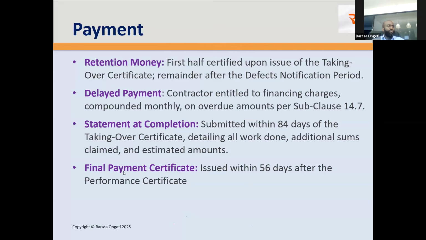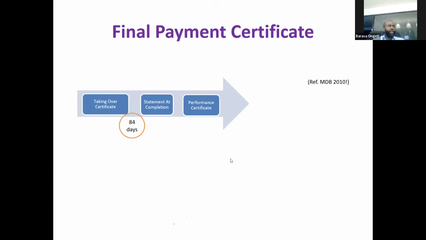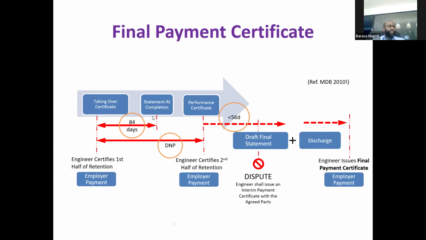So once you've completed the work and the defects notification, you give the final payment, you give the performance certificate, remember the graph, and you issue the final payment certificate, okay? And that is the procedure for the final payment certificate. You may take a screenshot. I don't have time to cover it, but basically taking over, first half of retention is given, then statement at completion, second half. If there's a dispute, the engineer, you issue a payment certificate of the agreed parts, and the others are adjudicated later, because ordinarily a dispute is only for some disagreed parts. Other parts are agreed, okay?